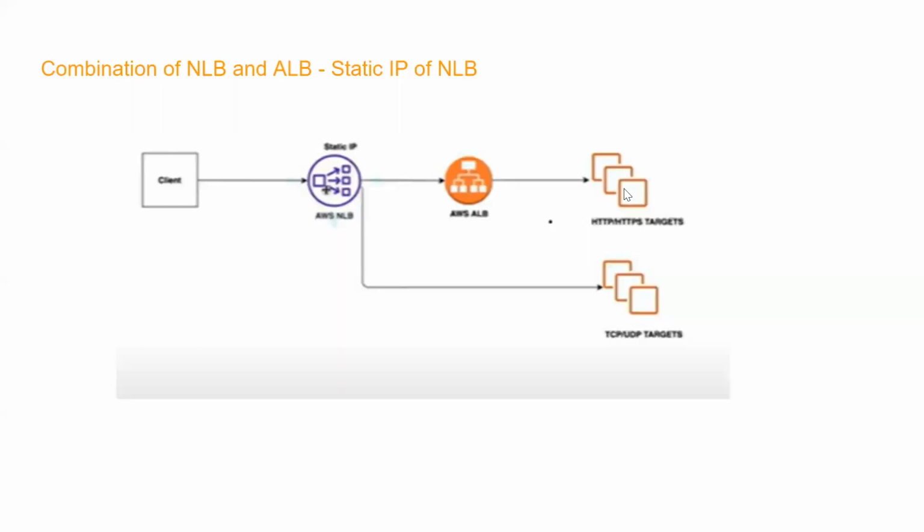Okay, and we'll do a setup in such a manner that we get a static IP address, right? So we'll give the client the static IP address. Now my client can whitelist the static IP address. Next time, what if my NLB gets corrupt? You can create a new NLB and then again associate the static IP address with it. So the client won't be impacted.